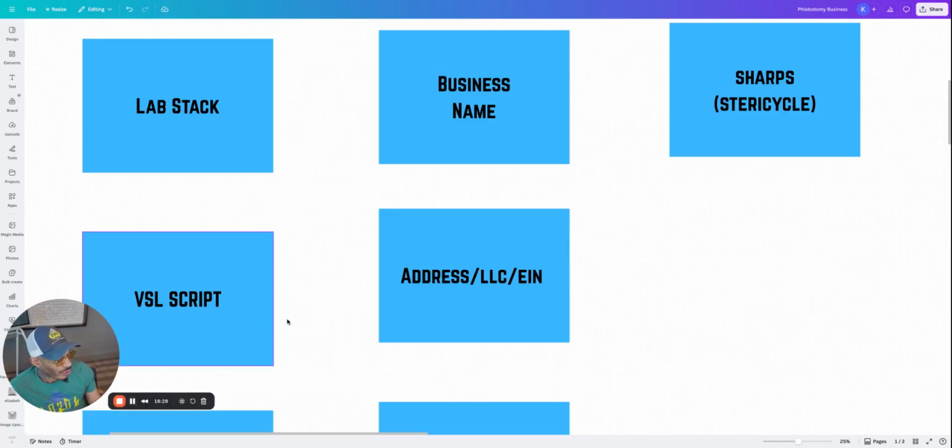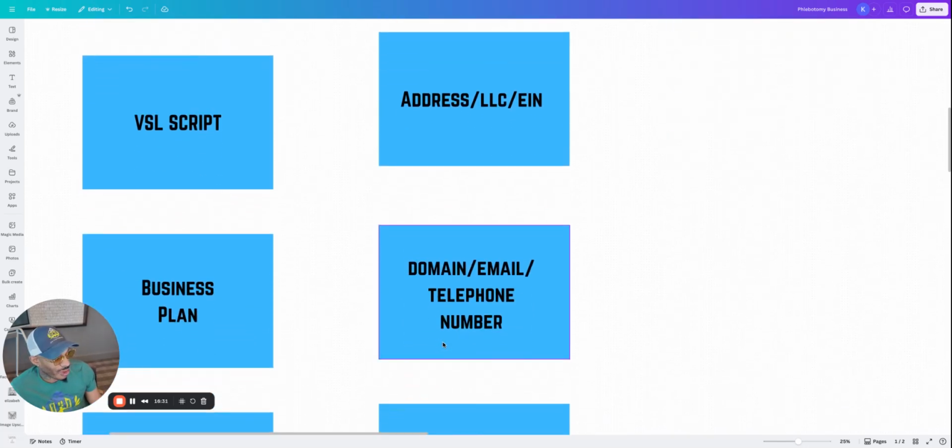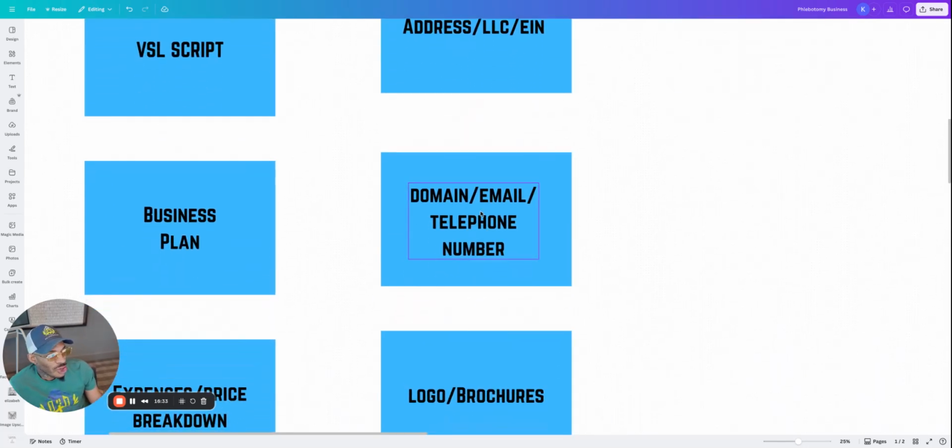Okay. Next is going to be your domain, email, and telephone number. So you can get a domain from so many different places, okay, including your email and telephone number. I'm going to tell y'all where to get it all in one place. It's going to be called Go High Level. Now, before you even go over and buy it, wait, because I'll have a link for you guys to actually purchase, because we have a white label for phlebotomists.